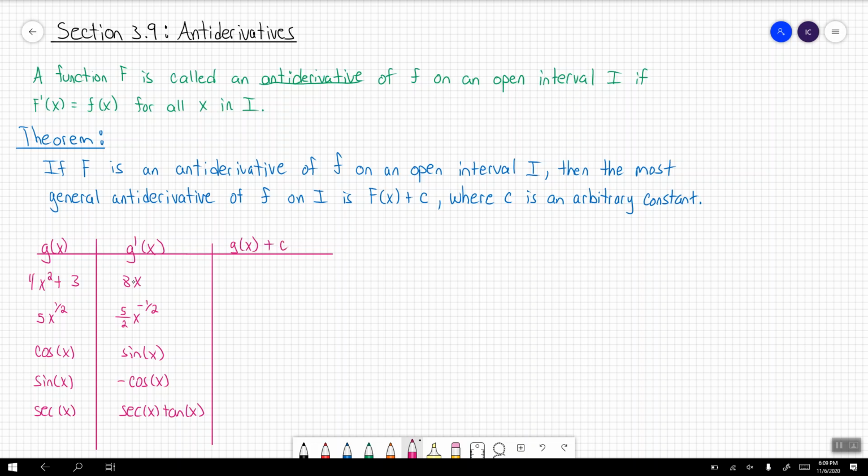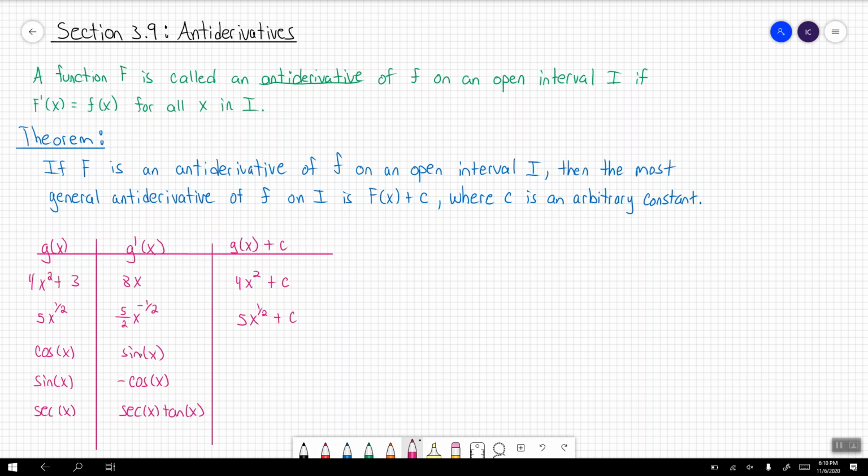Now, when we take the antiderivative for 8x, that means that we had to have been dealing with x squared multiplied by 4, because taking the derivative would mean that we multiply the 2 times the 4 and get us 8x. But since we don't know what constant we have, we just need that general arbitrary constant here, which will be plus c. And this goes for every single antiderivative that we find here.